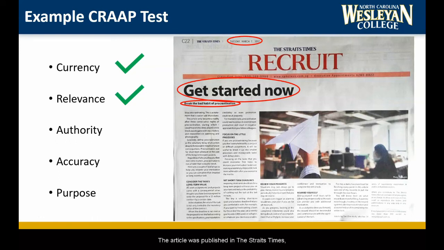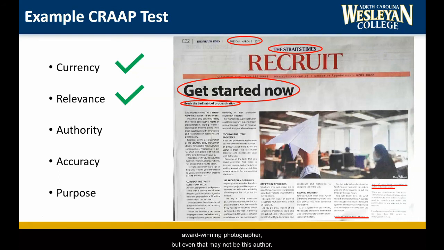The article was published in the Straits Times, an English-language newspaper in Singapore. The location could be problematic due to different cultural views on the topic, but we would need to read more before discarding it based on that. The author has a short biography at the end of the article that claims that he has 14 years of experience, but it doesn't specify where that experience comes from. Googling his name brings us information on an award-winning photographer, but even that may not be this author. Unfortunately, we cannot verify the authority of this article.